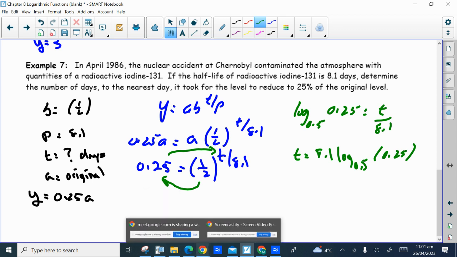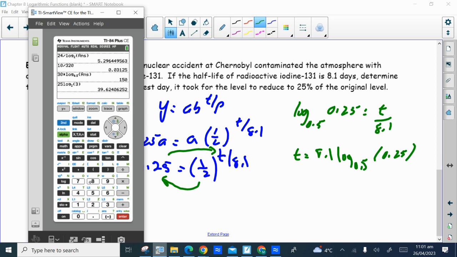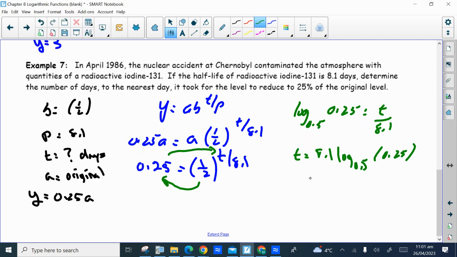And we can put this into our calculator all in one step. 8.1 times log with the base of 0.5 of 0.25. And t is approximately 16.2 days. Or to the nearest day, 16 days.